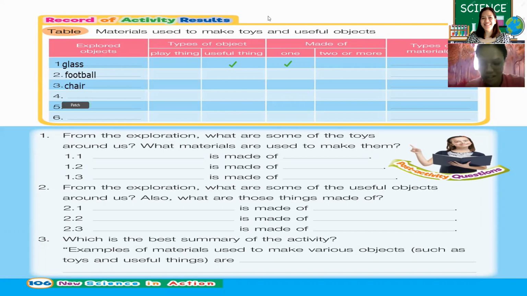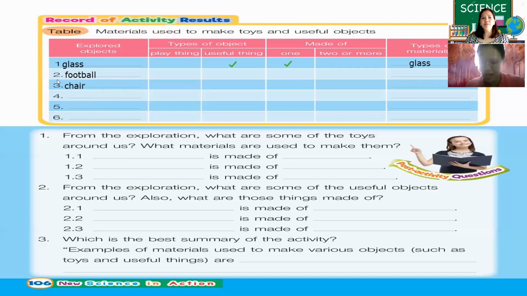Also glass too. So teacher is typing glass, and everyone type it too. Kindly write it in your book, so when you review, you know how to answer.